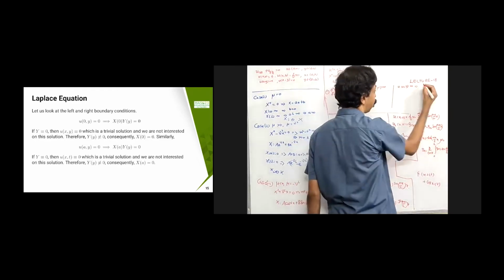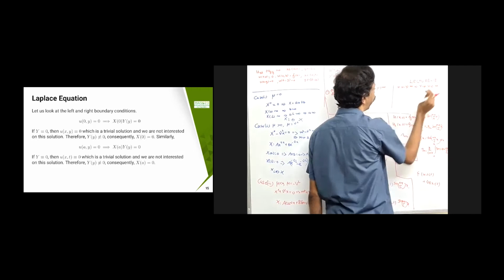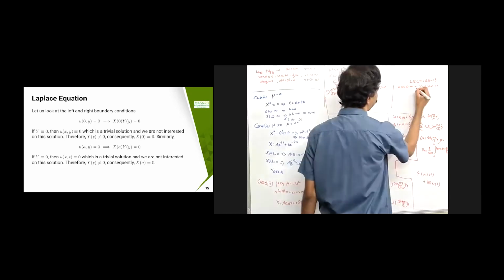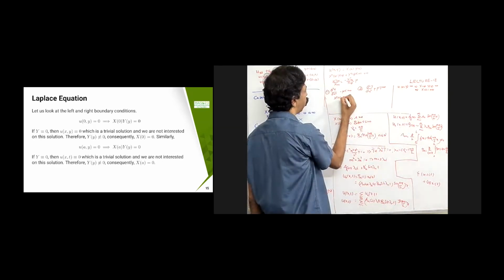So X of 0 into Y of y is going to come. X of 0 into Y of y equal to 0 means, if Y is identically 0, you are going to get u equal to 0. Therefore I am not interested in that. So in this case Y of y is not equal to 0, which means X of 0 equal to 0 is going to come. So first I have one condition: X of 0 equal to 0.